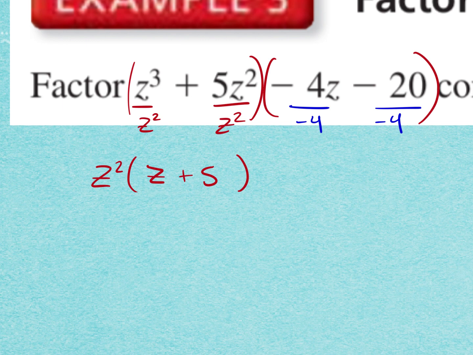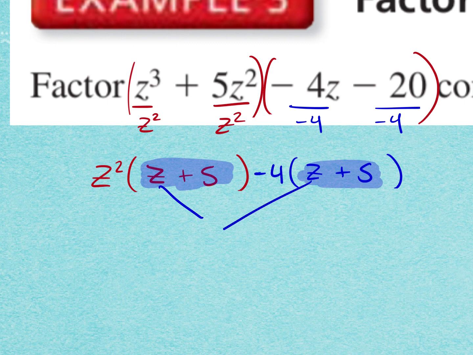Because we want to make them both positive because it needs to be that z plus 5. We need the same thing on the inside. So I'm going to take out the minus 4, the negative 4. And what am I left with? Z plus 5. Awesome. The inside parts have to be the same because those two are going to go together and make one z plus 5.